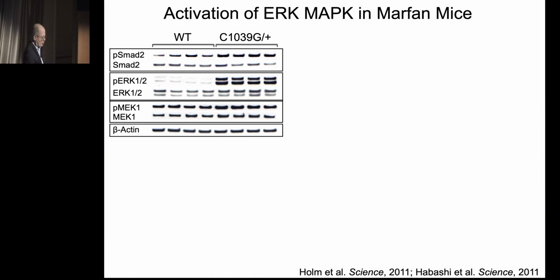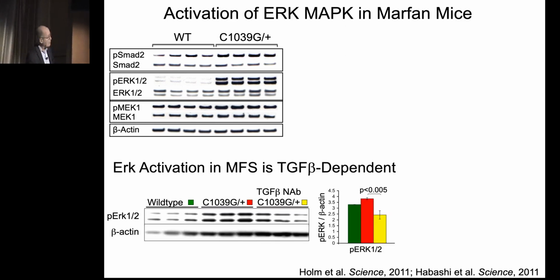When we looked at the aortic wall of our knock-in Marfan mouse compared to wild-type littermates, we saw this increase in SMAD signal as we had described before, but an even more dramatic increase in the activation of the ERK signaling cascade, as shown by excessive phosphorylation compared to control mice. We didn't know if this was a marker of disease or actually a driver of disease. So to address this, we showed that ERK activation in Marfan syndrome is TGF-beta dependent. If you treat with a TGF-beta neutralizing antibody, you suppress the excessive ERK activation.